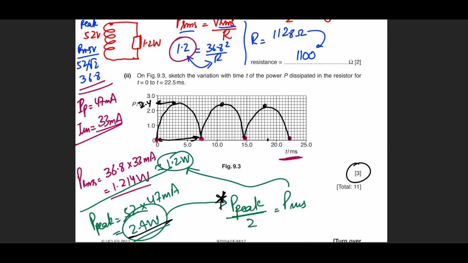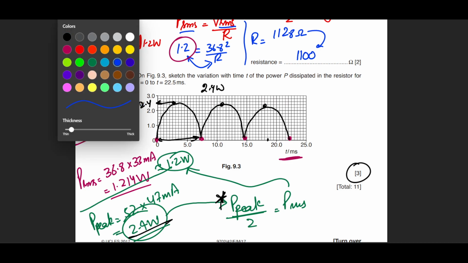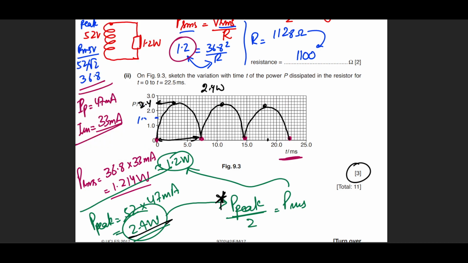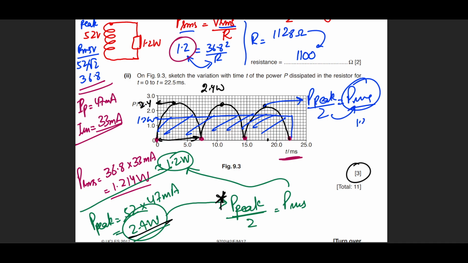So this is my 2.4 watts peak power, and if I was dealing with average power, it would have been at 1.2 watts at a constant value like this. So what is the relationship that we found? The peak power, if known, divided by 2 gives me the average power. But in this case, I knew the average power, so I take the 2 over there. So 1.2 multiplied by 2 gives me the peak power 2.4, which I will use to make this graph at every single instant in time.